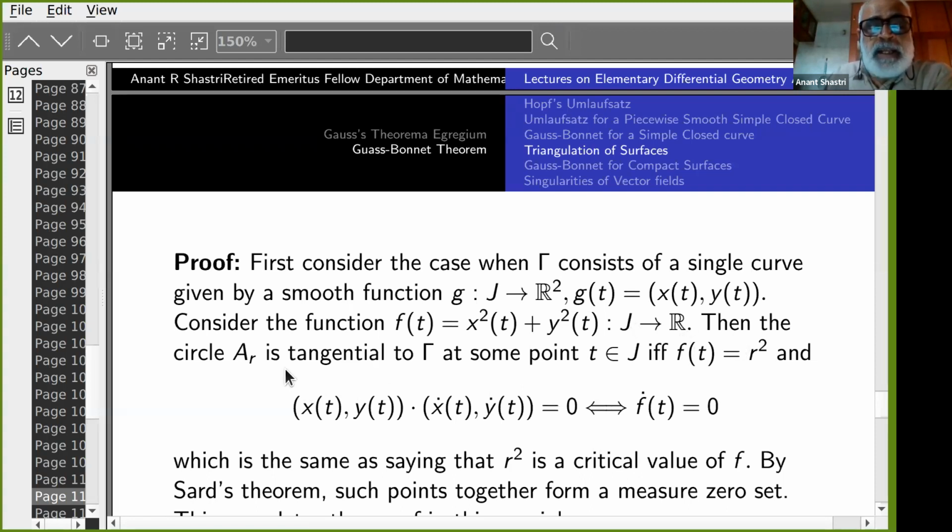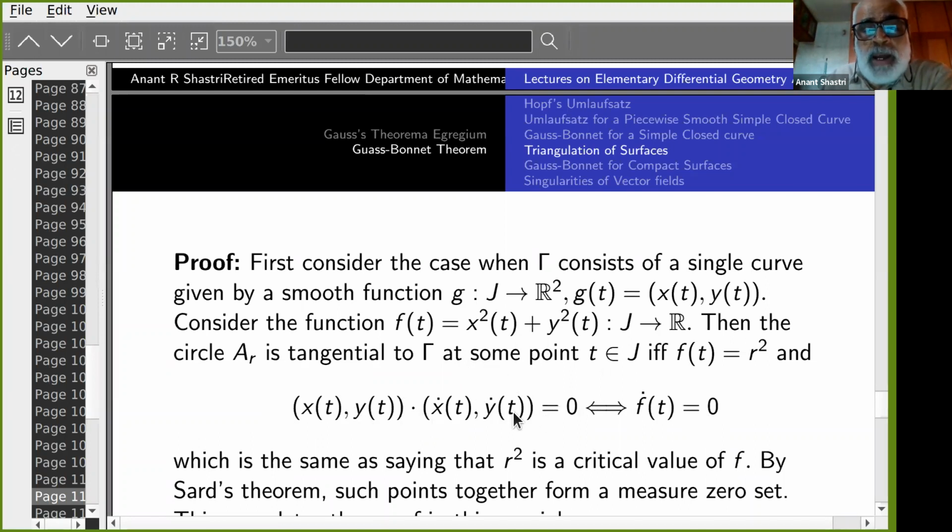Then the circle AR is tangential to this curve gamma at some point t inside J, which just means that this f(t) must be equal to R squared and f prime(t) must be 0. What is f prime(t)? It is twice (x(t), y(t)) dot (x dot, y dot). So this is the derivative. Twice this one is the derivative. This being 0 is the same thing as f prime(t) being 0.